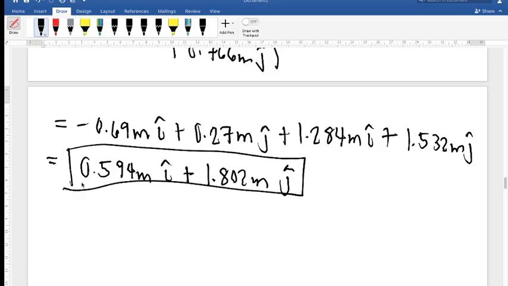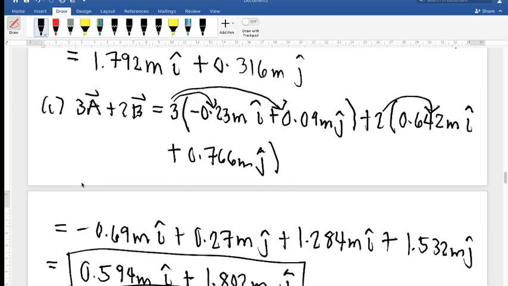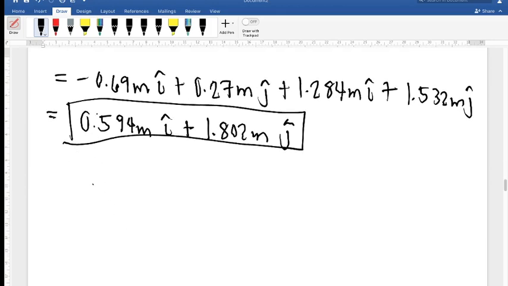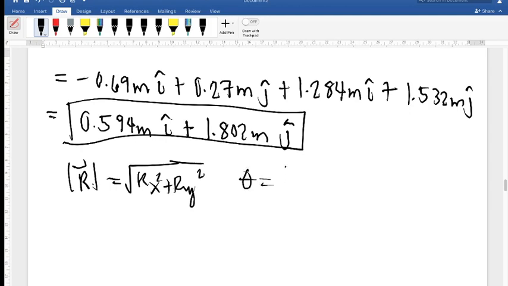Okay, but if ever the problem says to find also the magnitude and direction, that's the time that you will use this formula for your r. So you just have to use this for magnitude. Okay, then this one is for direction. Okay, so you can use that one. Okay, so I think that's it. So that's all about vectors.